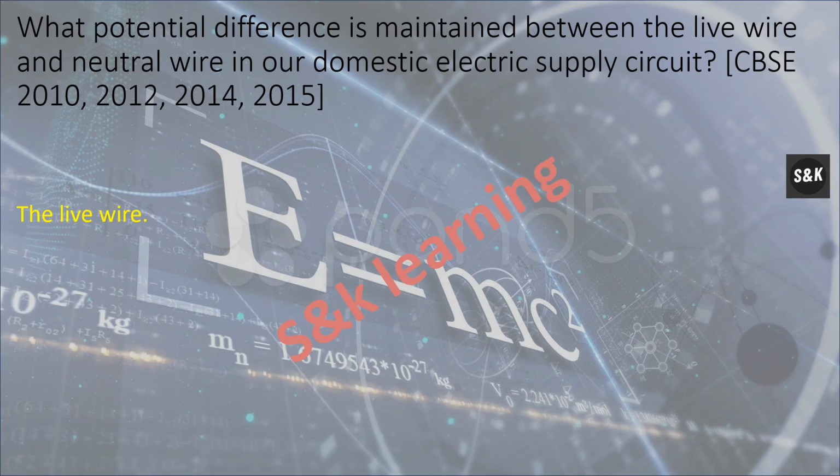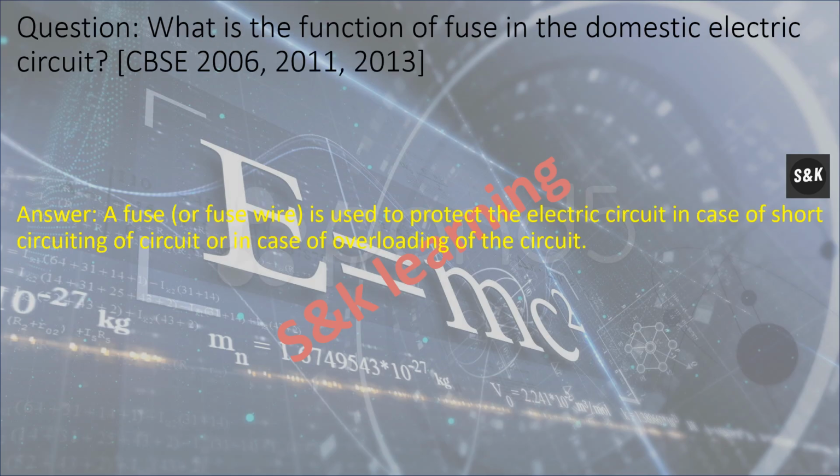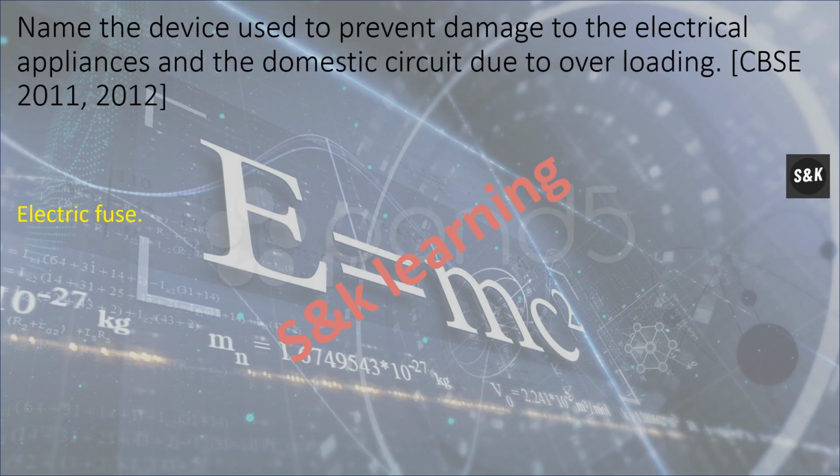What potential difference is maintained between the live wire and neutral wire in our domestic electric supply circuit? To which wire do you connect the fuse in a household circuit? The live wire. What is the function of a fuse in a domestic electric circuit? So a fuse is used to protect the electric circuit in case of short circuiting or in case of overloading of the circuit.